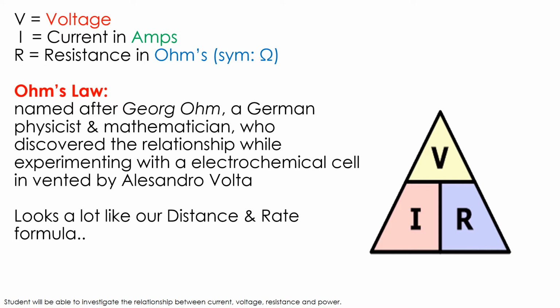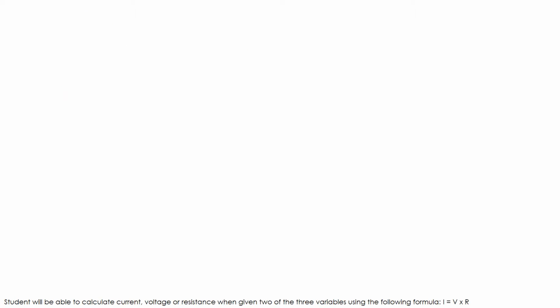So, to walk you through it, here's what we do. If we want to find voltage, we're going to multiply the I, current, times the resistance. Or, if we wanted to find the I, current, we would divide the voltage by the resistance in the circuit. How about if we wanted to know resistance? Divide the voltage by the current. It works the same way as the other formula that we looked at earlier in the year when we were dealing with motion.